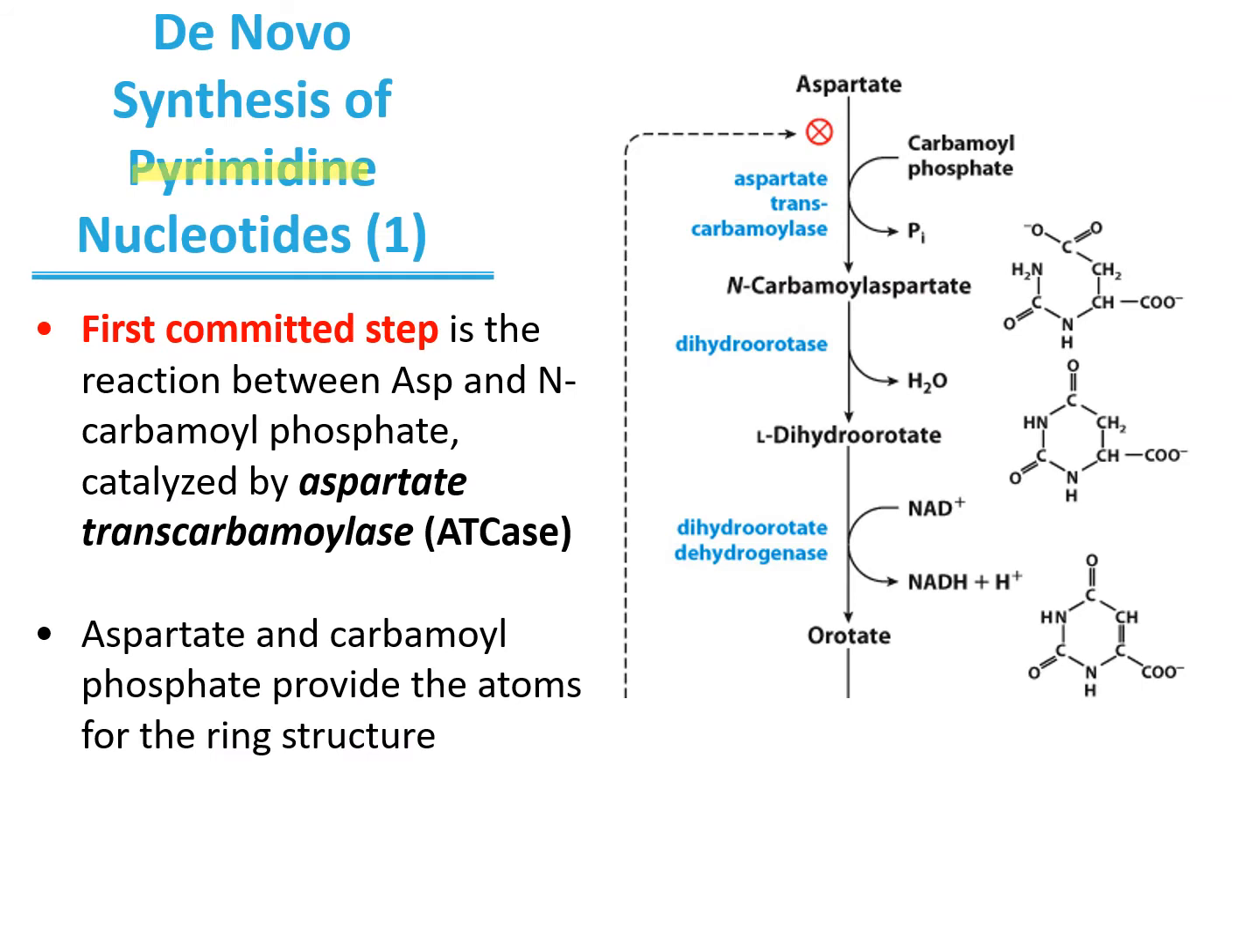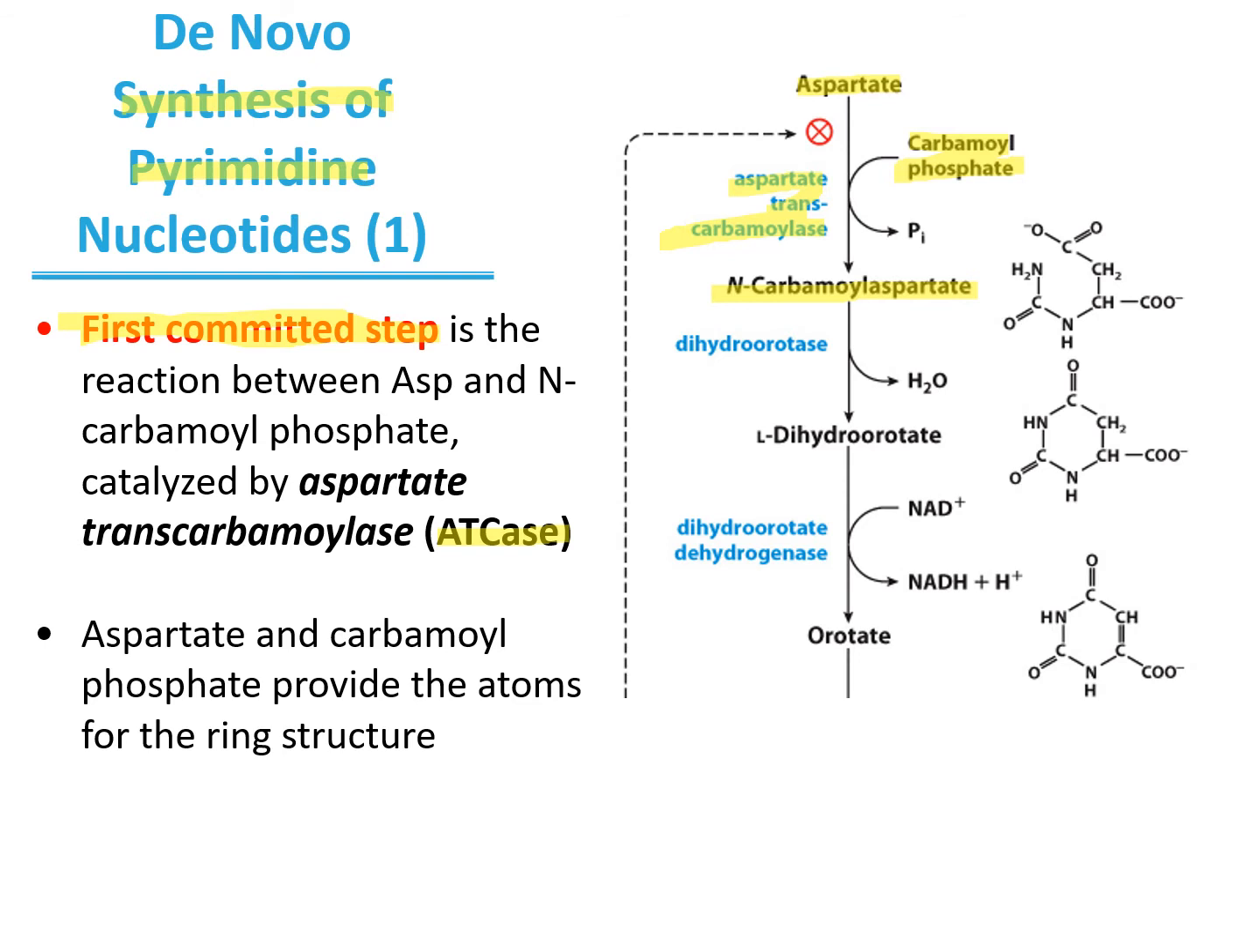So we start off the synthesis of pyrimidines by this first committed step, or the most important reaction for this pathway, in which we join aspartate and carbamoyl phosphate and get a carbamoyl aspartate molecule. The name of the enzyme catalyzing the reaction is aspartate transcarbamylase, shortened as ATCase, and this is the rate limiting step for the pathway, and the reaction is the committed step. Once this reaction is done, it's almost certain that the whole pathway will proceed.